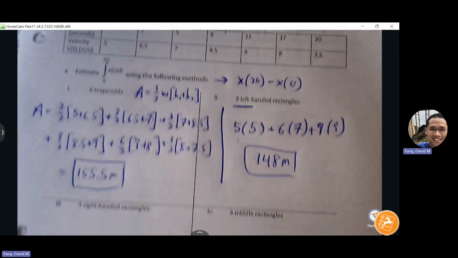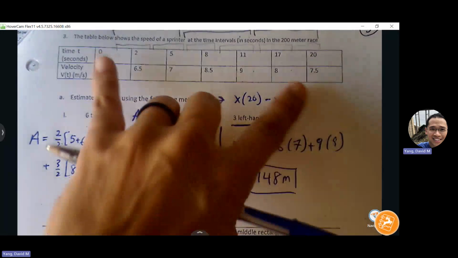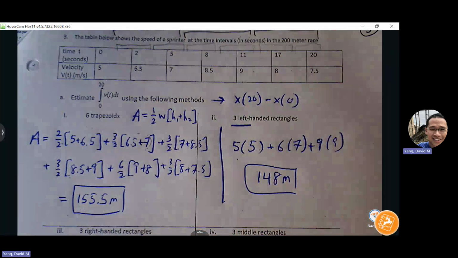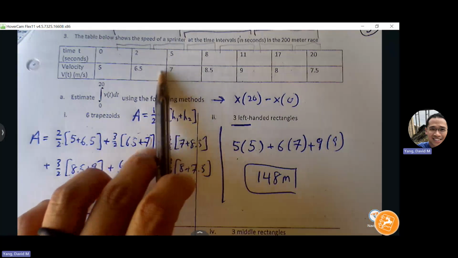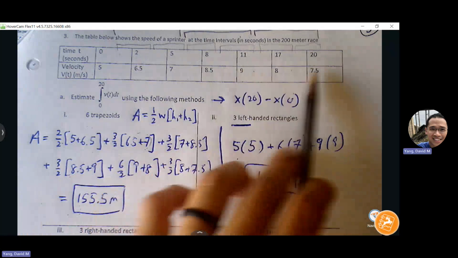Okay. 3 right-handed rectangles. So it still spans across the same subintervals, so all our widths we can just carry down. It's just a different height value that we're pulling. The first rectangle will have a height of 7. Second will be 9. The third will be 7.5.